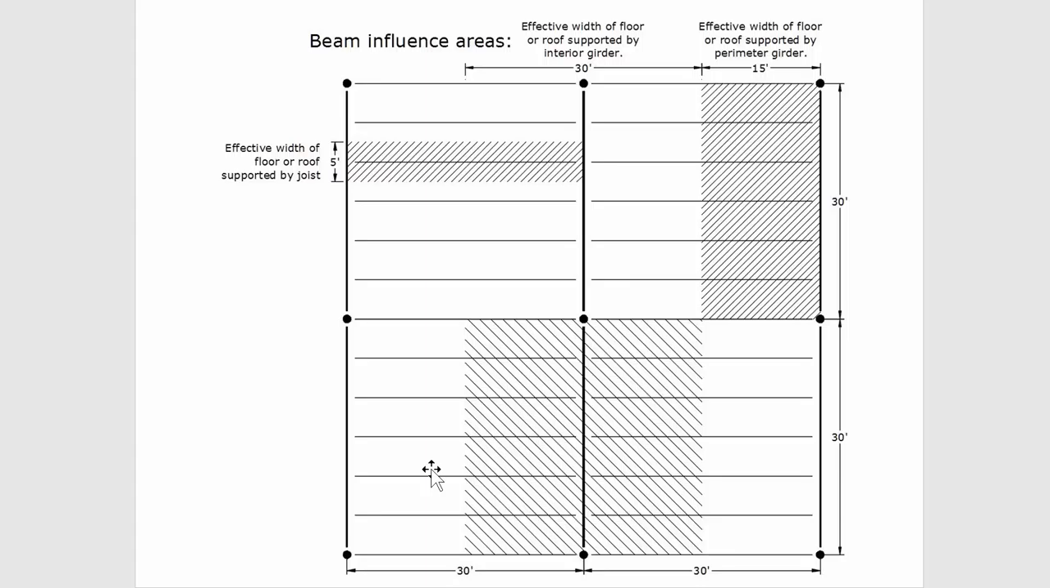This is all familiar to you, but I'm going to reiterate that we're looking at this framing plan. The spacing from column to column is 30 feet in both that direction and this direction. We have six spaces here. So the spacing from joist to joist is 5 feet. That means a joist is supporting a width of 5 feet. A perimeter girder is supporting a width of floor that's 15 feet. And an interior girder or a double-loaded girder is supporting a width of floor that's equal to 30 feet.